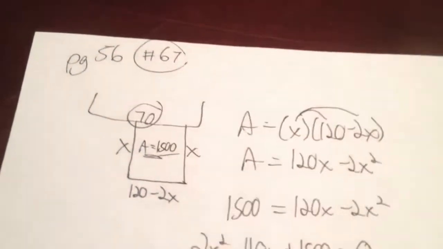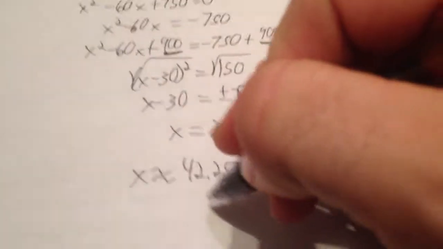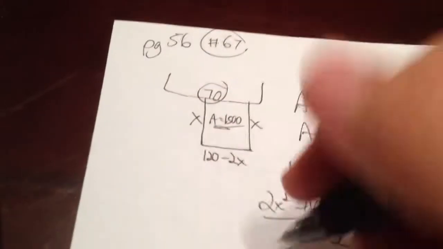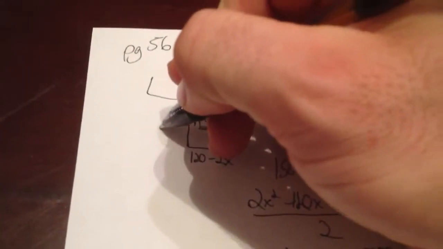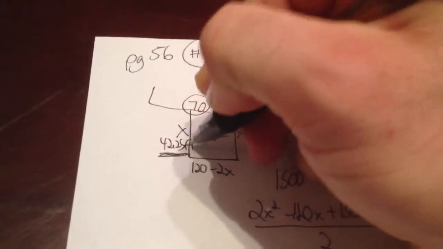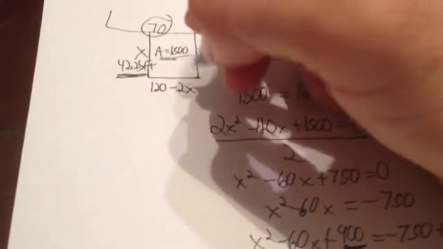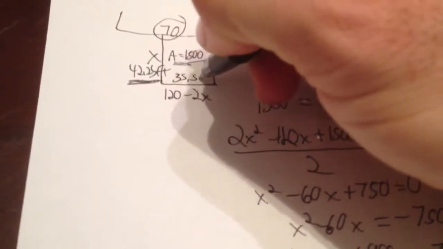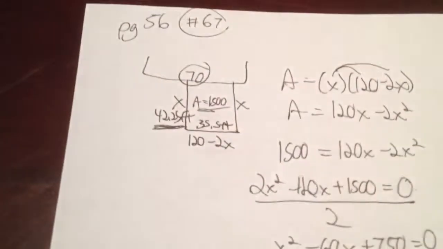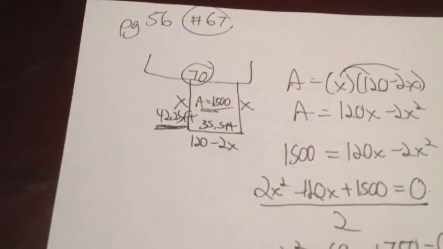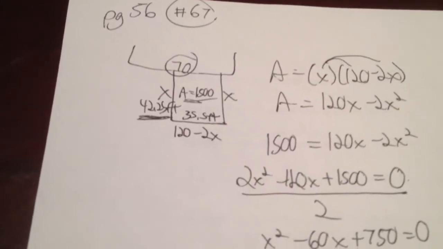You're trying to use the building for one side. So the only answer that would work would be this guy right here, 42.25. So 42.25 would be my x, so that would be my length here, 42.25 feet. And then 120 minus 2 times 42.25 would give me 35.5 for my width here. So this side's going to be the longer side, the length. This is going to be the width down here. Those would be the dimensions of my eating section outside the school, excuse me.